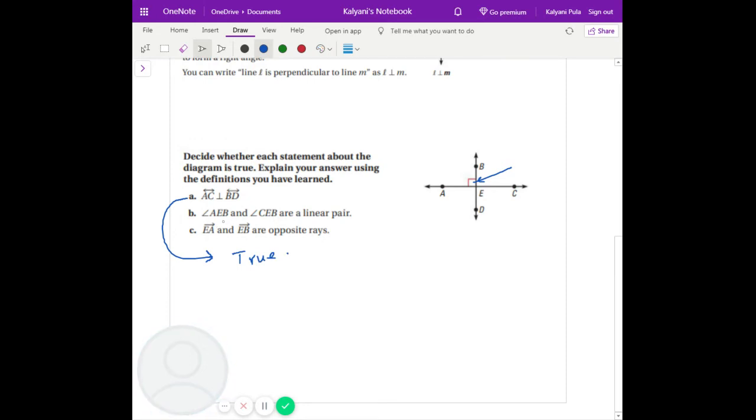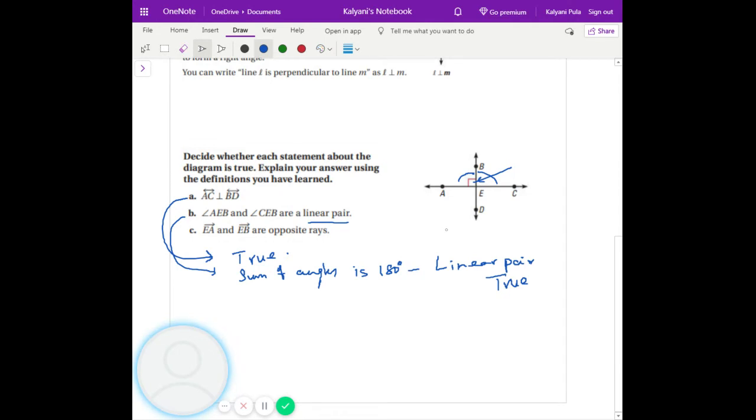The next one is angle AEB, this angle right here, and CEB, this angle right here. Are they a linear pair? Do you think it is true? What does linear pair mean? Linear pair means when you add two angles, it gives 180 degrees. So that's true. The sum of the angles is 180 degrees. That's called a linear pair. Yes, it is true, because that is 90 and that's 90, so it should be 180 degrees.